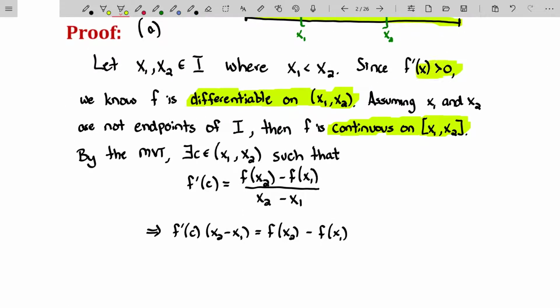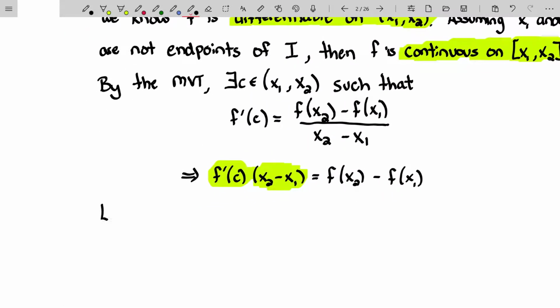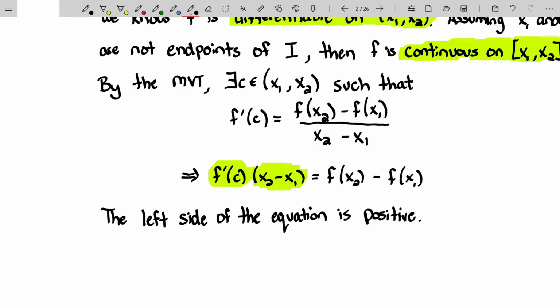There we go. It's all the way at the top here. F prime is always positive. So this f prime is a positive number. Also, we assumed x2 was greater than x1. So x2 minus x1 is positive. So let me just make that mention here. The left side of this equation, technically, is positive. Therefore, the right-hand side of that equation must be positive. So thus, f of x sub 2 minus f of x sub 1 must be positive as well.